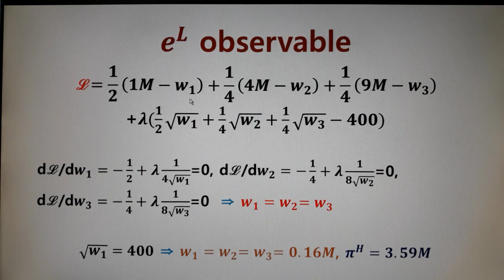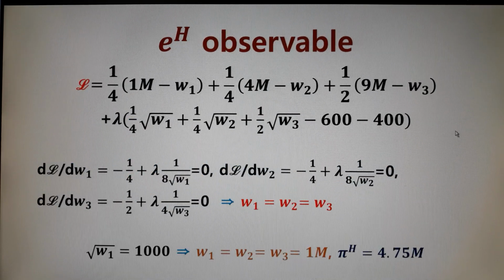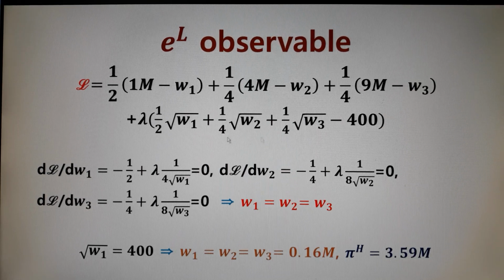net utility. Net utility should only be bigger than the reservation utility. So as long as this is bigger than 400, so this I didn't write down, but here it's P1L, P2L, P3L, and this is 0 and this is 400. From there, we have this. Okay? So this is P1L, P2L, P3L. P3L means the probability that X3 happens when the effort level is low. Okay? So this is the constraint.